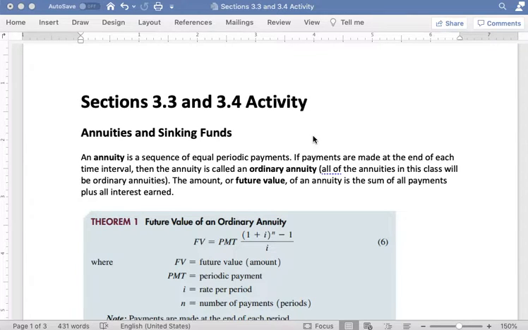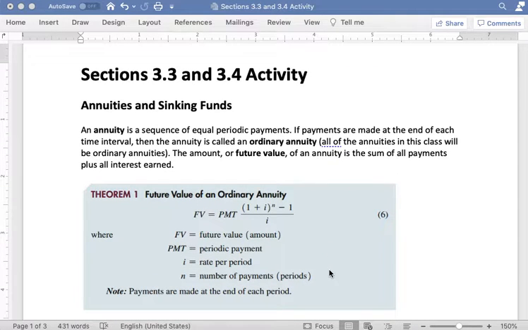In this video, for the sections 3.3 and 3.4 activity, we're going to talk about annuities and sinking funds. Annuities are sequences of equal periodic payments. So the difference between the annuity formulas and the compound interest formula is that in the compound interest formula, we put an amount of money into the account once. In the annuity formulas, we're putting money in every month or every year. So instead of the principal in the formula, we have this PMT, which is that periodic payment amount.